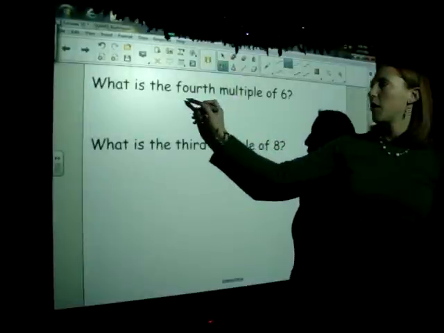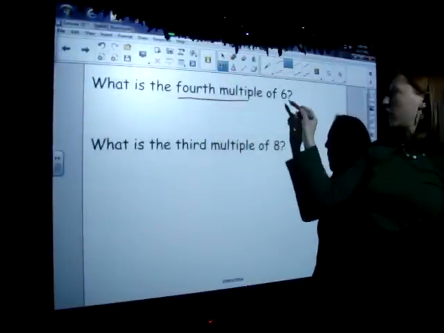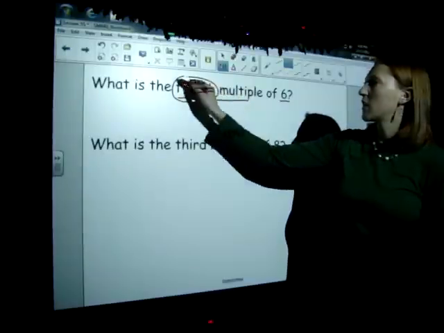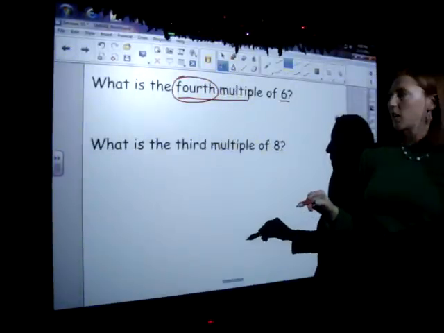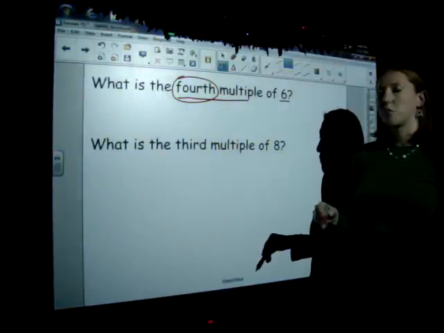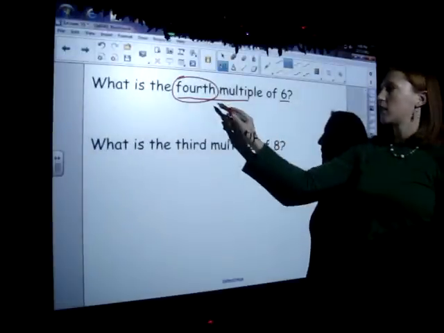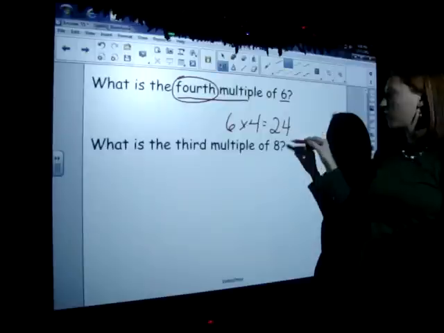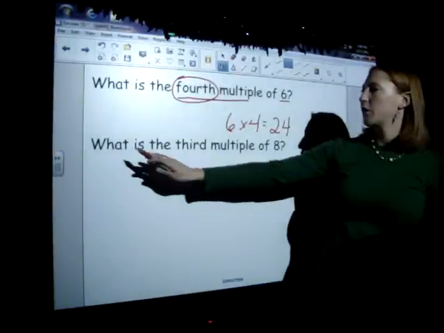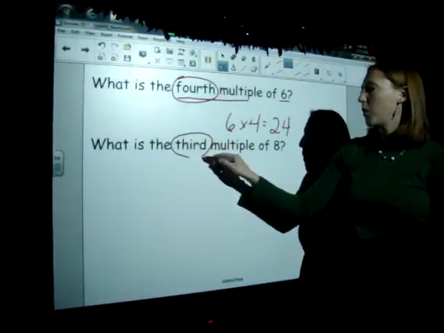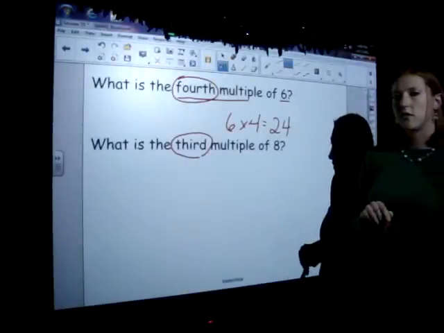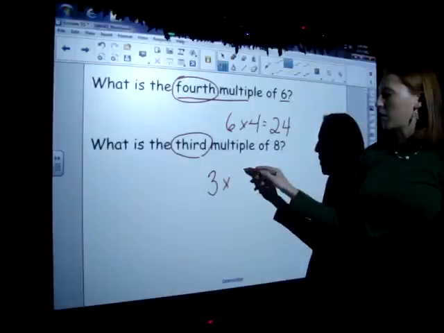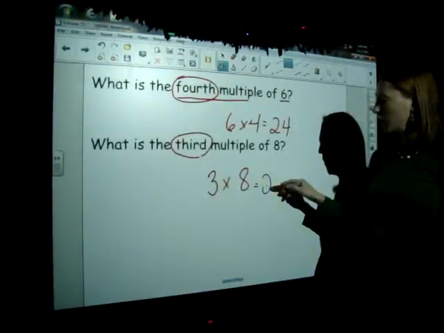Because what if you wanted to know a specific multiple, like which one is the fourth multiple of 6? So instead of listing all of the numbers out, I can go 6 times 4, which is 24. So try it again. What is the third multiple of 8? You should say, well, third, that's 3, multiplied by 8 equals 24.